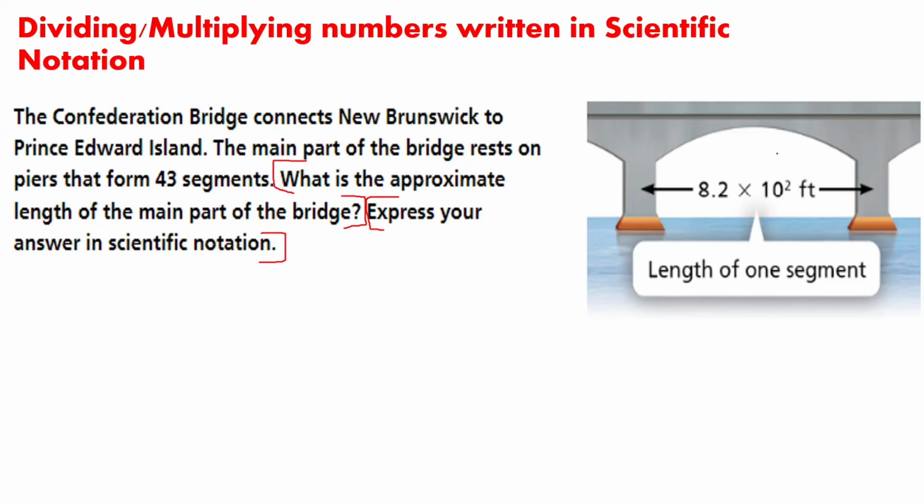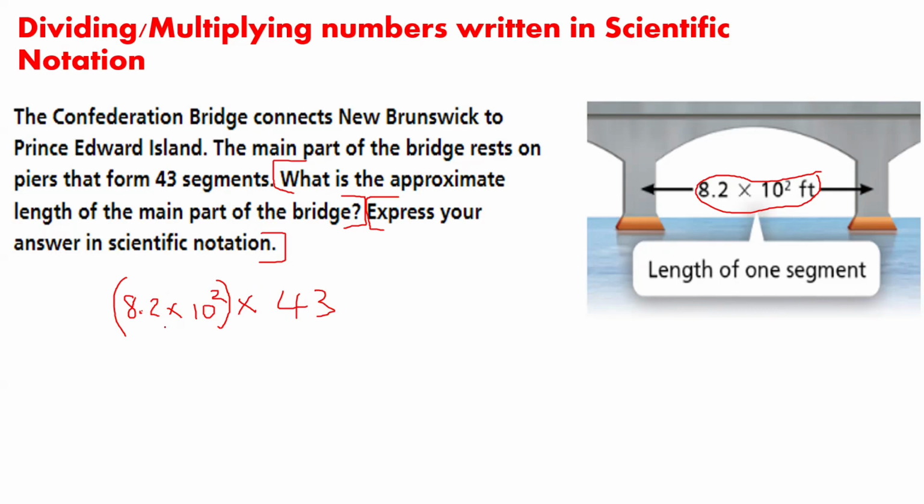So looking at the picture, which is the bridge here, it says that the length of one segment is this. Therefore, what is the length of 43 segments? So let me just rewrite the length for the one segment, which is going to be 8.2 times 10 raised to the second. Let's just put that in parentheses. And to find the length of the main part of the bridge, we are going to multiply these two quantities.